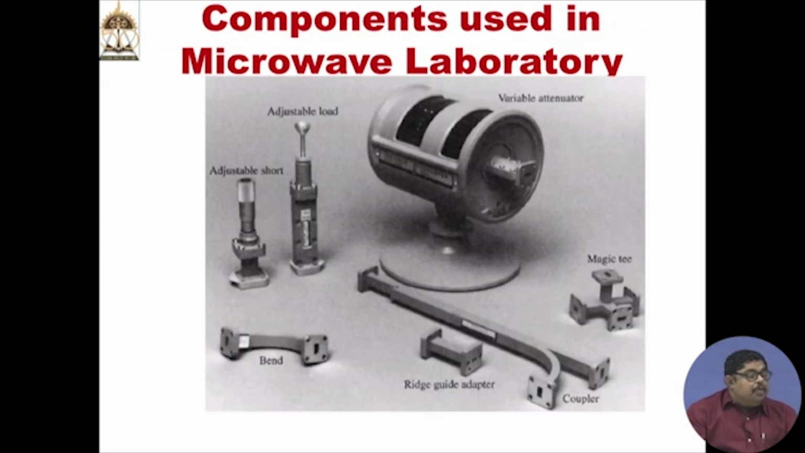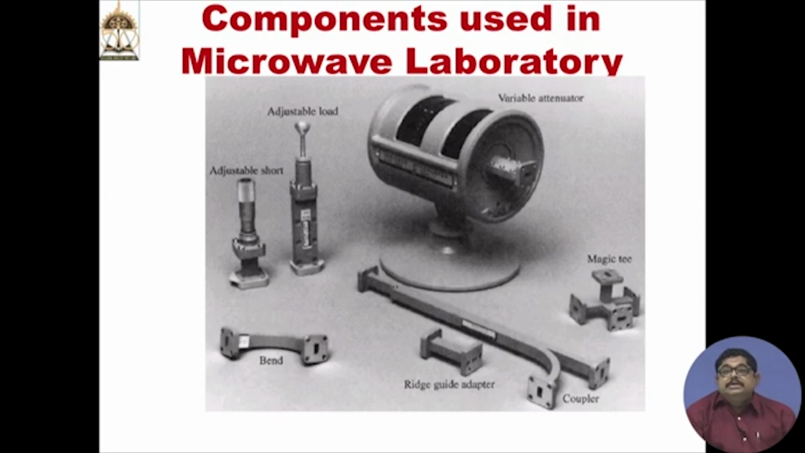Now, there are some components used in the laboratory that are also required. You can see an adjustable short, adjustable load, a bent ridge guide adapter, and a variable attenuator. Then there are two fundamental things shown here. One is a directional coupler, which is very important.